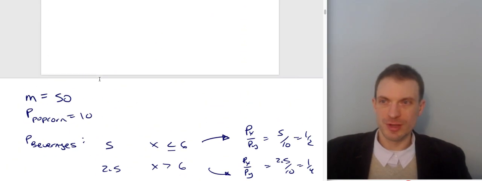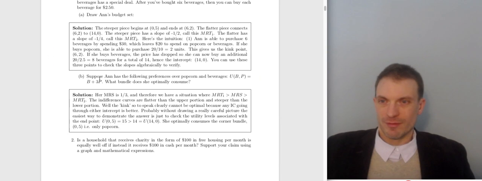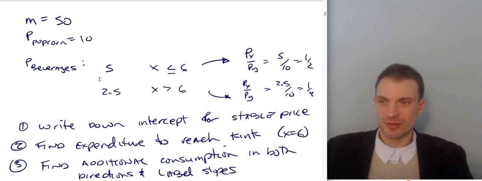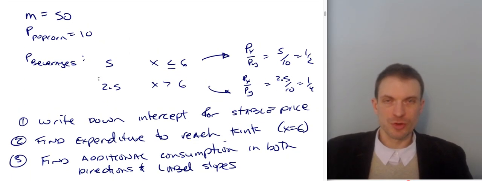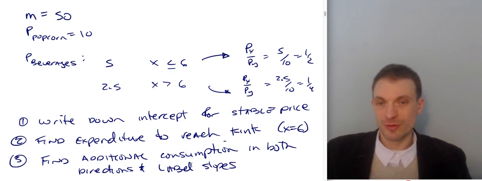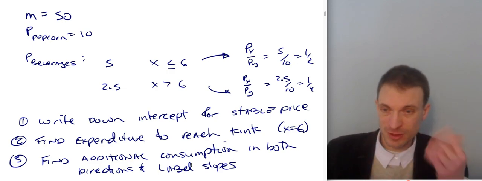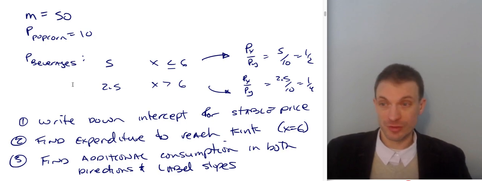All right, so here is that problem. We have a budget constraint where the price of one of the goods changes, so we have a kink to it. The way that I would recommend approaching these is to first write down the intercept for whichever price doesn't change. Second, find the expenditure to reach the kink point. Third, find the additional consumption in both directions from that kink. And then you'll find the actual coordinate for the kink, and then you'll find how much you're going to be consuming of, in this case, beverages.